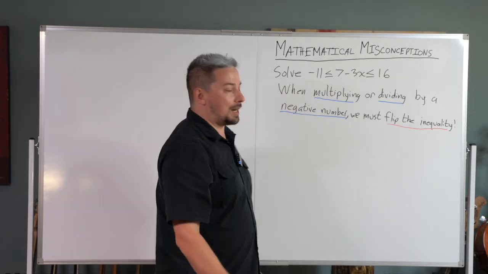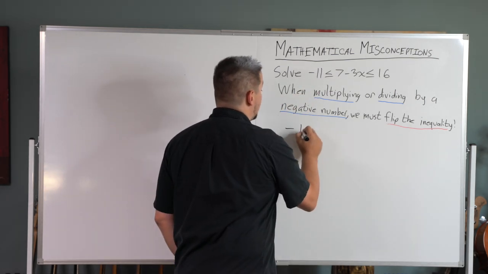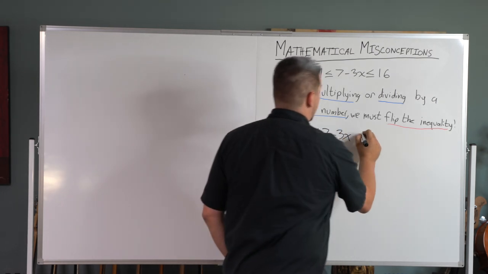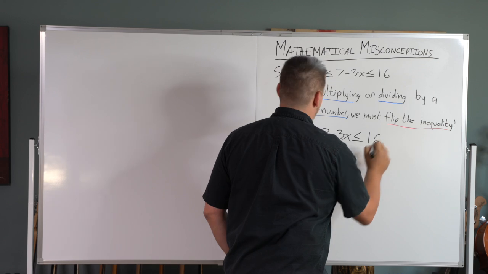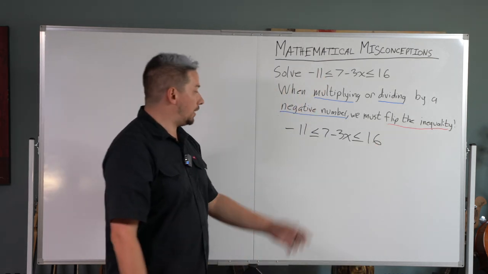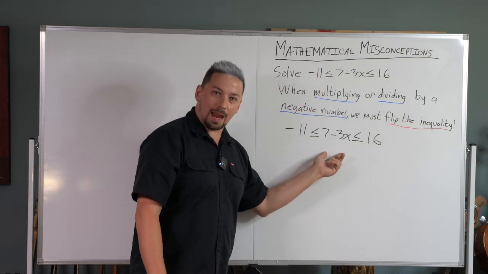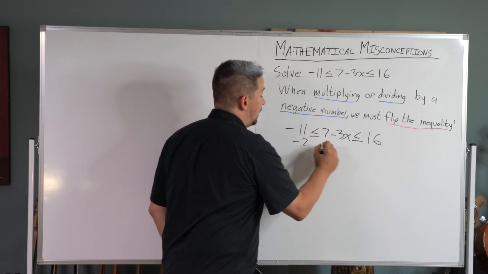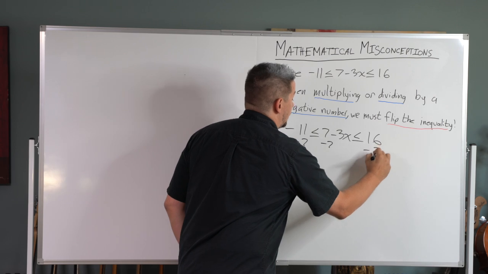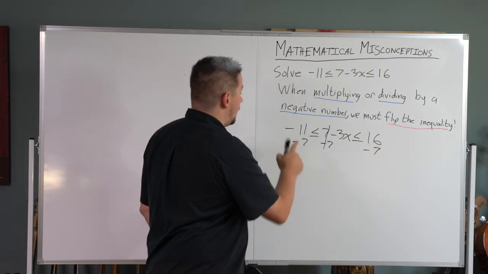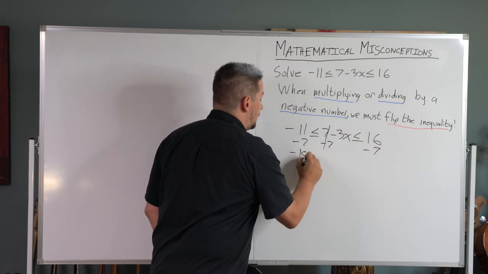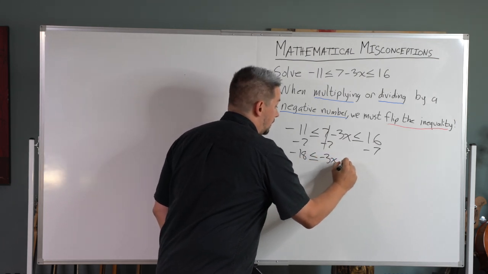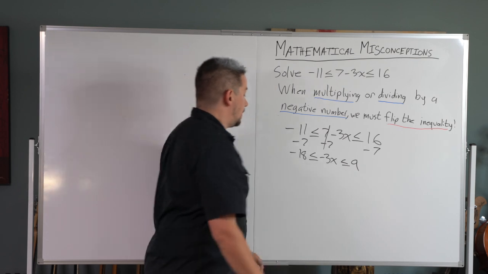We're going to start by just bringing it down. Negative 11 is less than or equal to 7 minus 3x, which is less than or equal to 16. We're going to follow order of operations with what's in the middle right here to solve for x. So the first thing we're going to need to do is subtract 7 from all sides. Minus 7, minus 7, minus 7. These cancel, which is nice. Negative 11 minus 7 is negative 18, which is less than or equal to negative 3x, which is less than or equal to 9. Check the extremes.